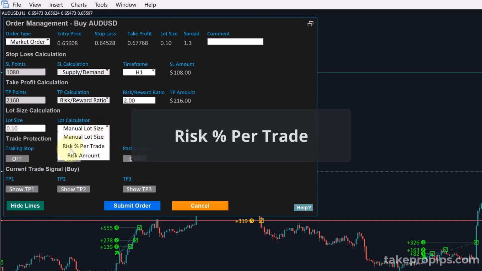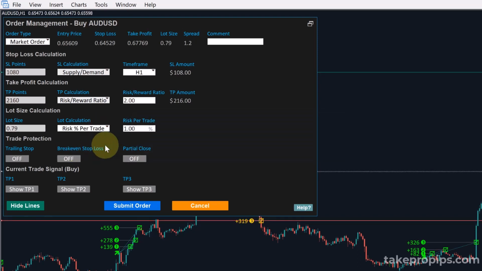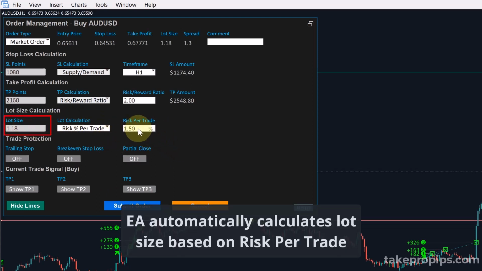Next, we have the risk percentage per trade. This method is all about managing risk smartly. You decide what percentage of your account balance you're willing to risk on each trade, and the EA calculates the lot size for you. For instance, if you don't want to risk more than 1% of your account on a trade, the EA figures out the lot size that fits this risk.